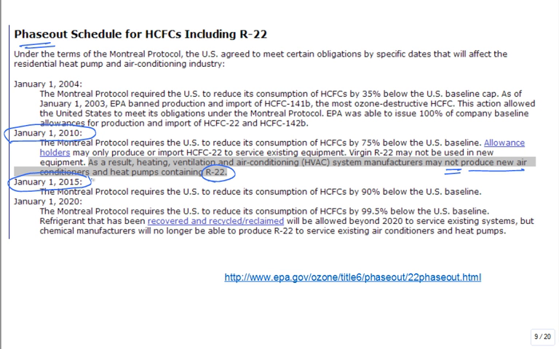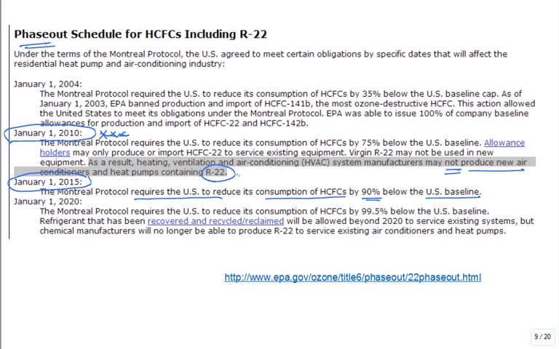And so January this year, it requires the U.S. to reduce its consumption of hydrochlorofluorocarbons by 90% below the U.S. baseline. I don't remember the baseline, but there's continuing benchmarks and requirements or agreements. But this was a big one right here. Big, big, big, big, big. As well as saying goodbye to R12.